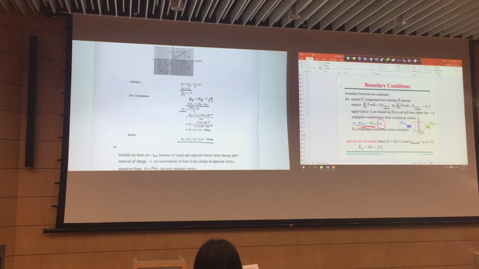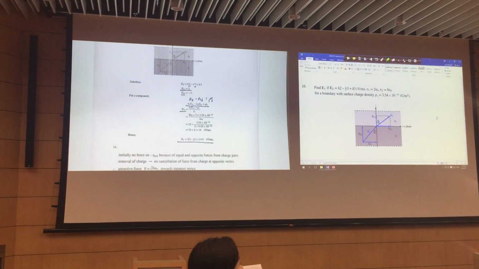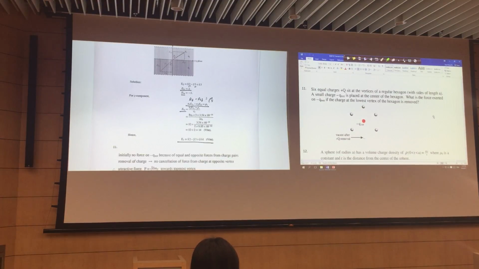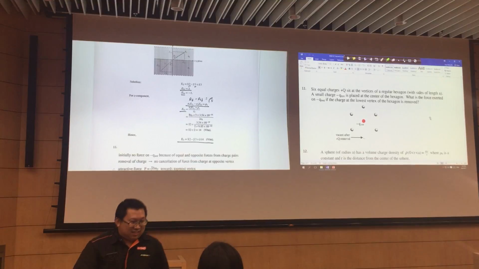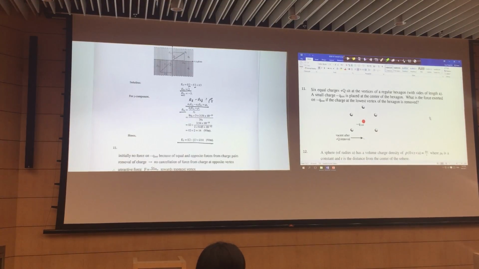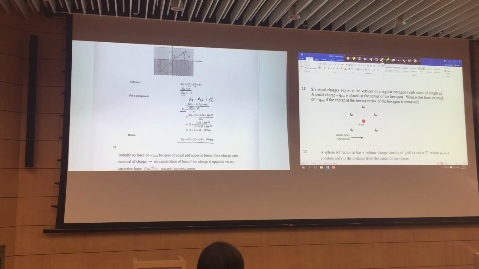Then this one, question 6. We have six equal charges. For this one, Coulomb's law should be applied. Six charges, this charge, this charge, this charge, this charge, this charge, and this charge, at the vertex of the regular hexagon, with a small charge placed at the center. What is the force on this charge?